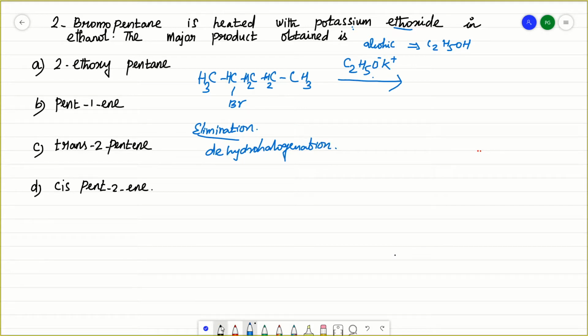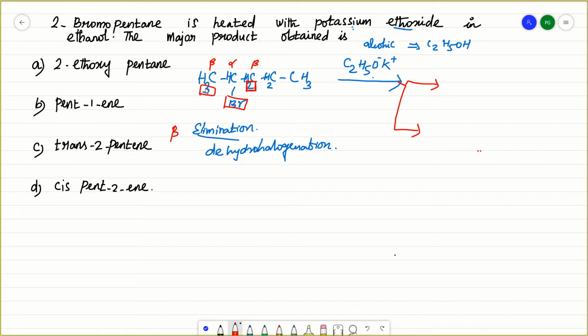So there are two ways of removing hydrogen. See, bromine is removed from here. Either we can remove hydrogen from here or from here. This is the alpha carbon and this is the beta carbon. Because there are two beta carbons, two products are possible. So what are the two products?